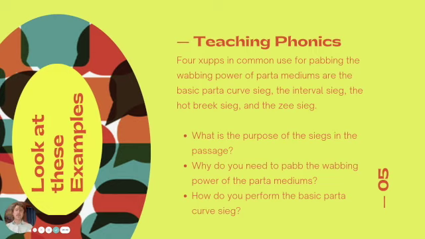Okay. 4 zups in common use for pabbing, the wabbing power of aparta mediums, are the basic parta curve sieg, the interval sieg, the hot break sieg, and the z sieg.